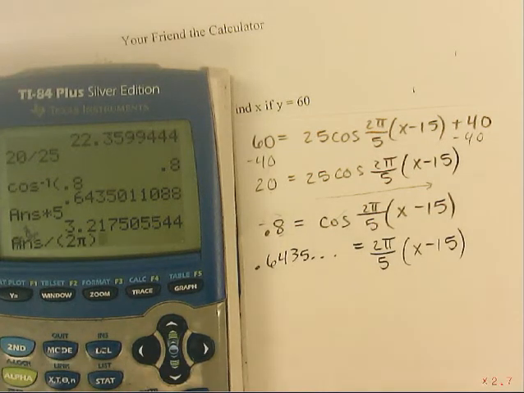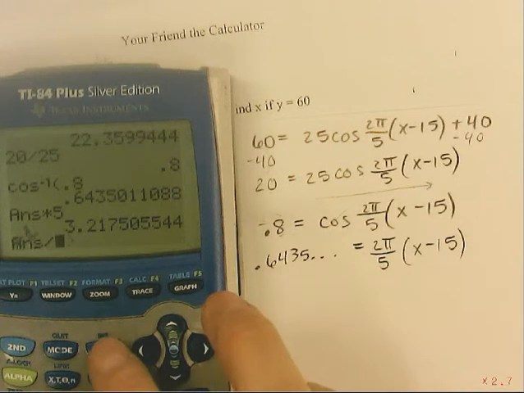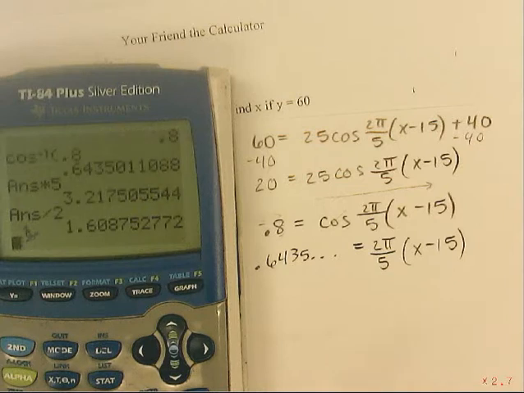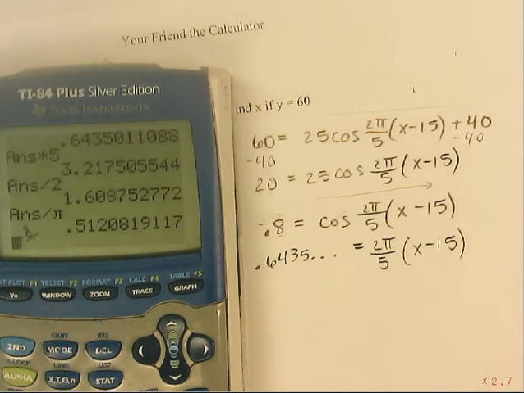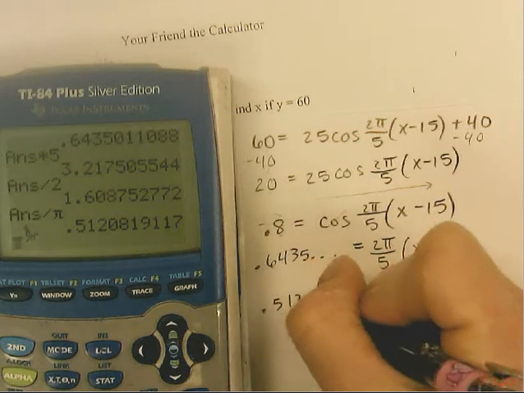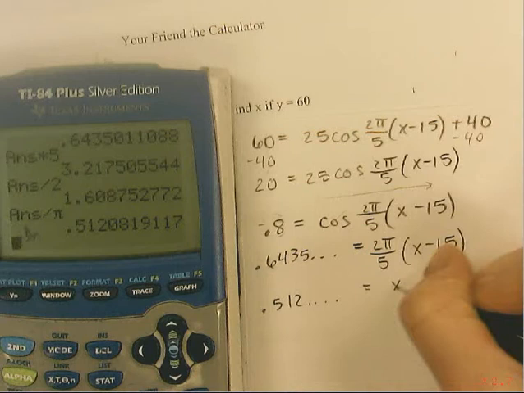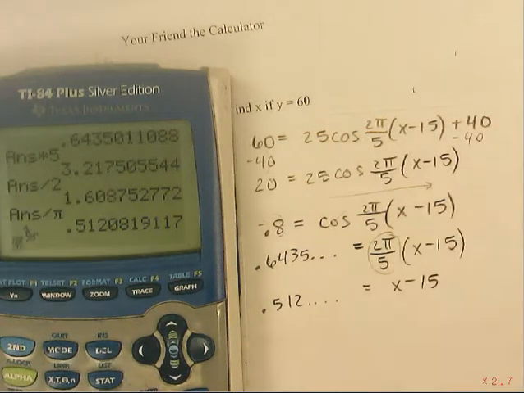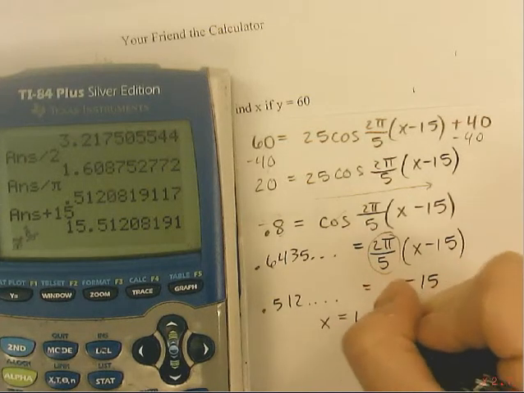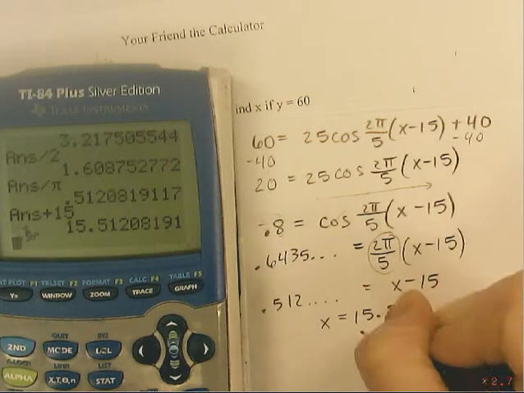or, and hit enter, or to be safe, I think what Mr. Reader suggests is you can divide them individually. So you can divide by 2 and then divide by pi, or use your parentheses, but make sure you put parentheses if you're going to do that. Okay, so now I've got this decimal 0.512 dot dot dot equals x minus 15 because I got rid of this guy. And then finally just add 15. So x will be 15.512.